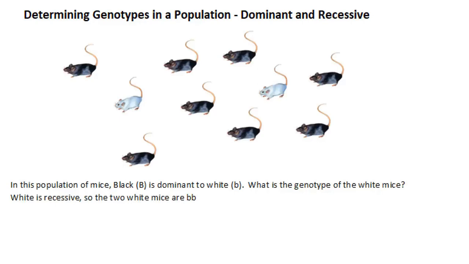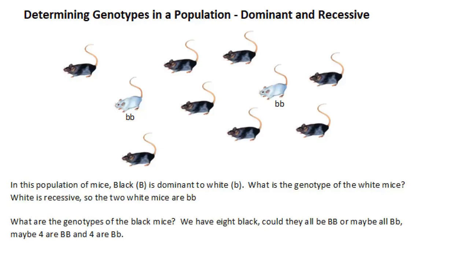Now what's the genotype of the white mice? So we know that white is recessive, so we know these 2 white mice are just little b, little b. We know their phenotype and their genotype. But what about the genotype of the black mice?